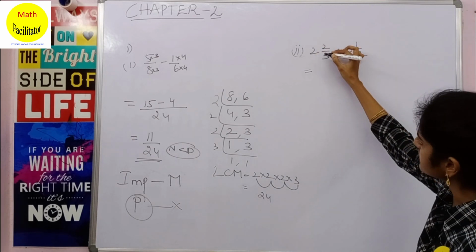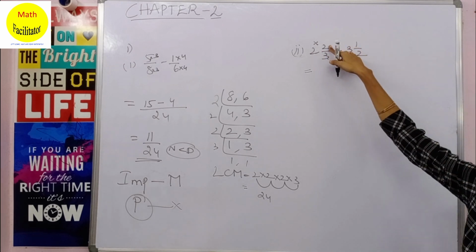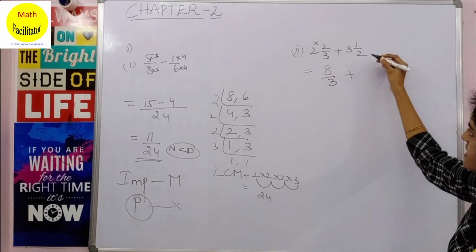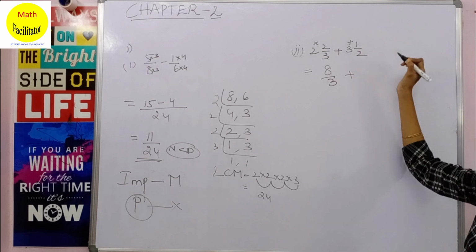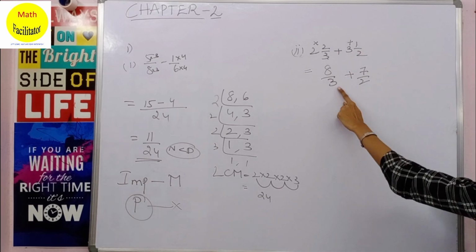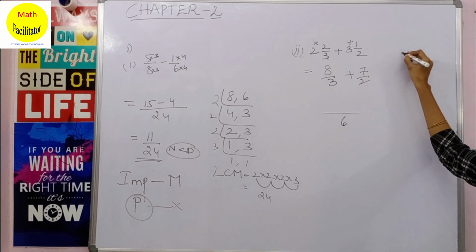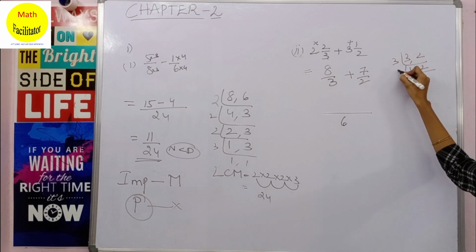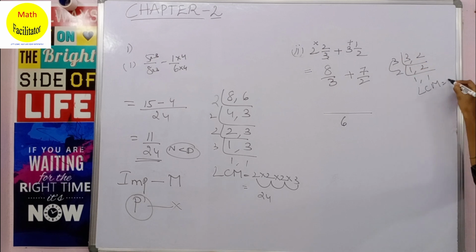You'll multiply 3 into 2, 3 2s are 6, and you'll add 6 to this numerator. So 6 plus 2 is 8 by 3. Plus, now here also you'll multiply 2 3s are 6 and you'll add this to 1. So 6 plus 1 is 7 by 2. Now you will take LCM of 3 and 2. LCM of 3 and 2 is nothing but 6. You can also take it here: 3 1s are 3, 2 you cannot divide by 3, now 2 1s are 2. So 3 2s are 6, the LCM is 6.